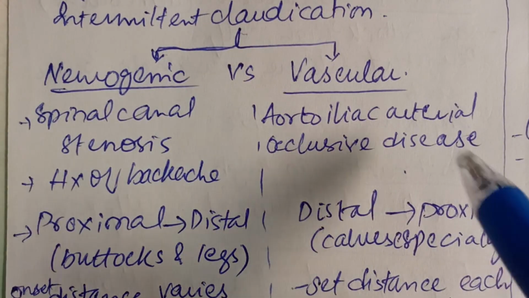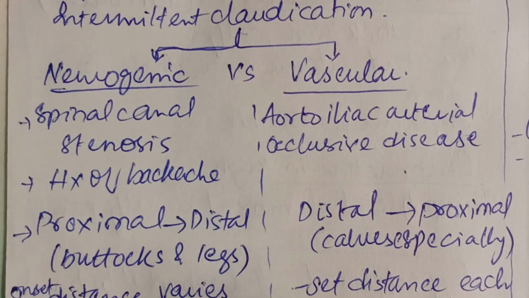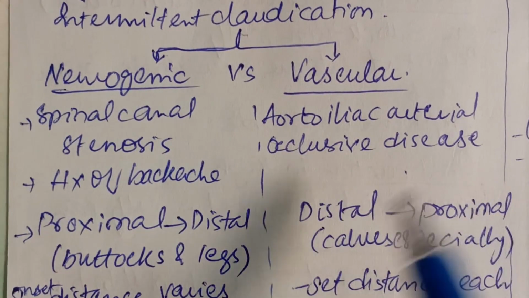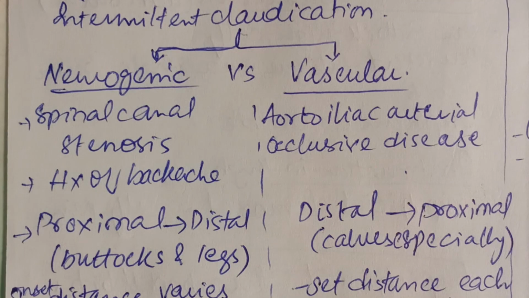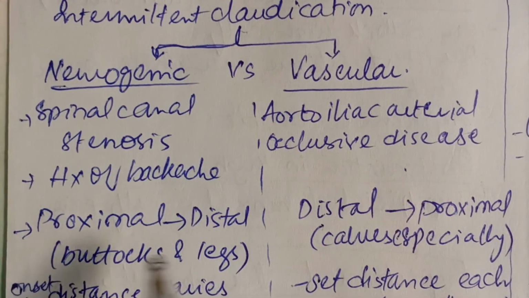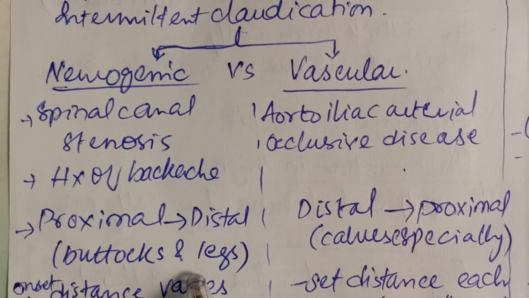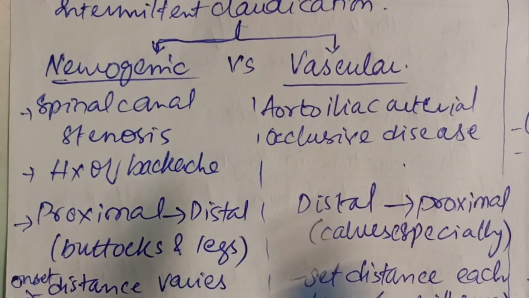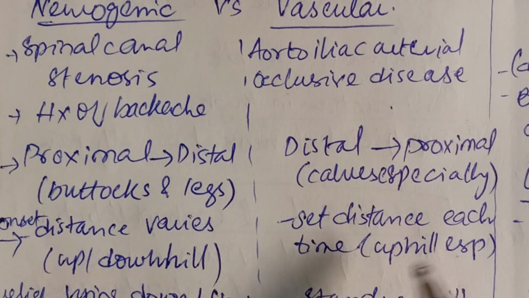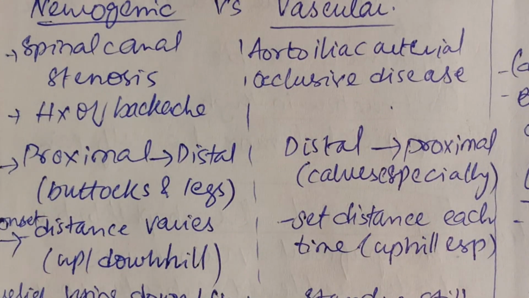While the pain of vascular origin travels from distal to proximal, and is especially in the calves, the distance is set in vascular claudication, while in neurogenic claudication, the distance would vary when the patient starts to get the pain. In vascular claudication, the pain is usually felt by the patient when going uphill, and there is a set distance each time.